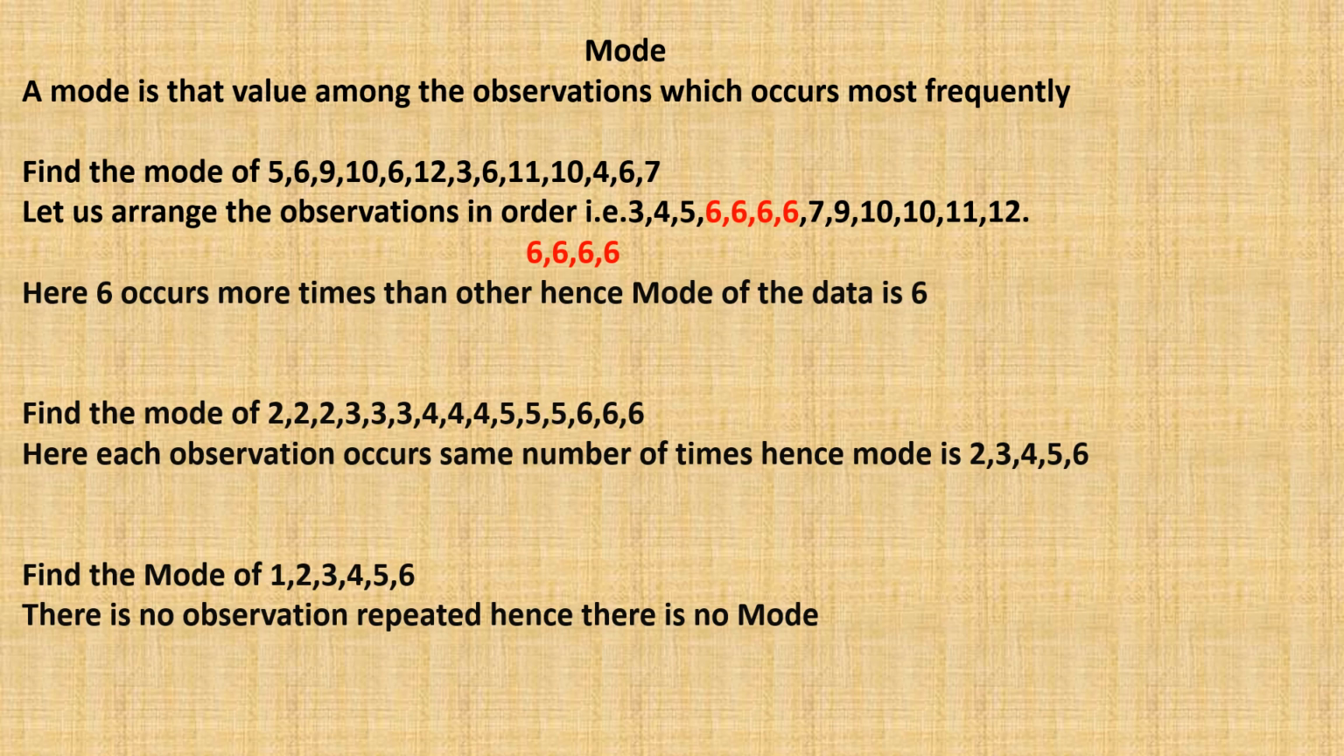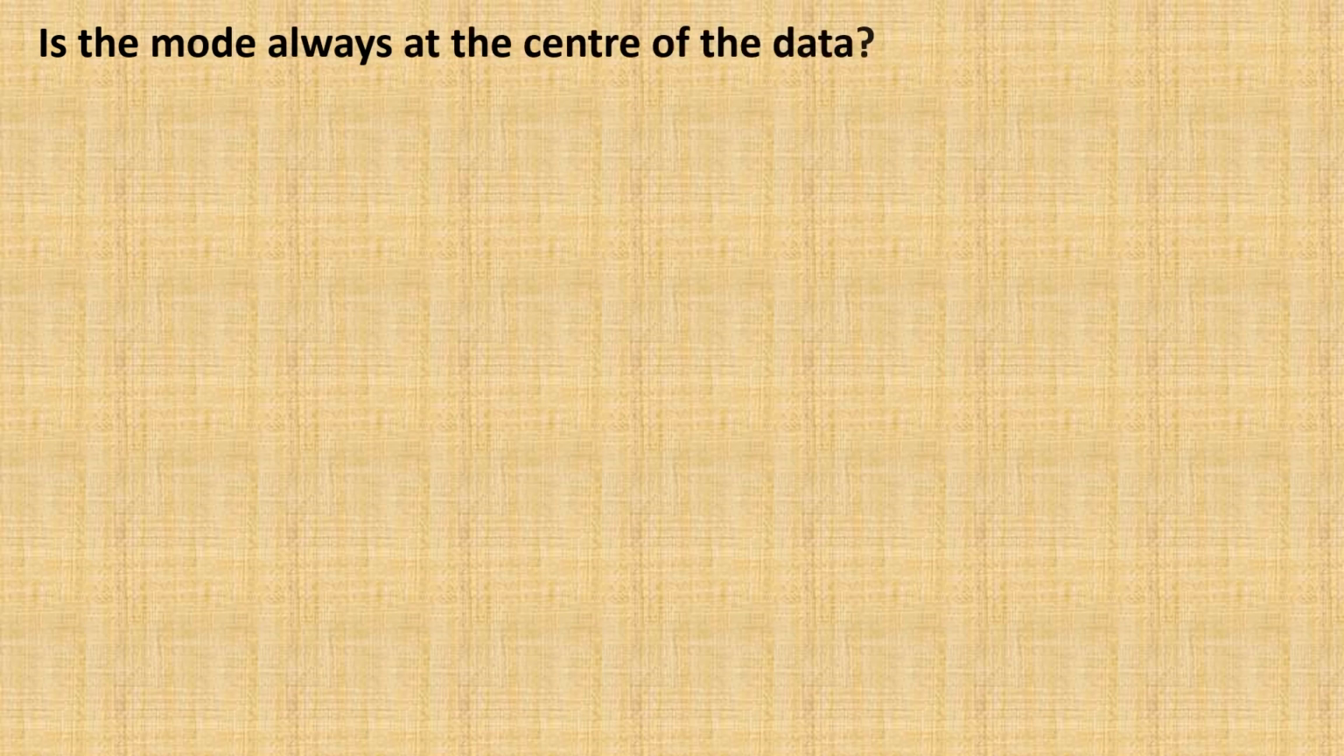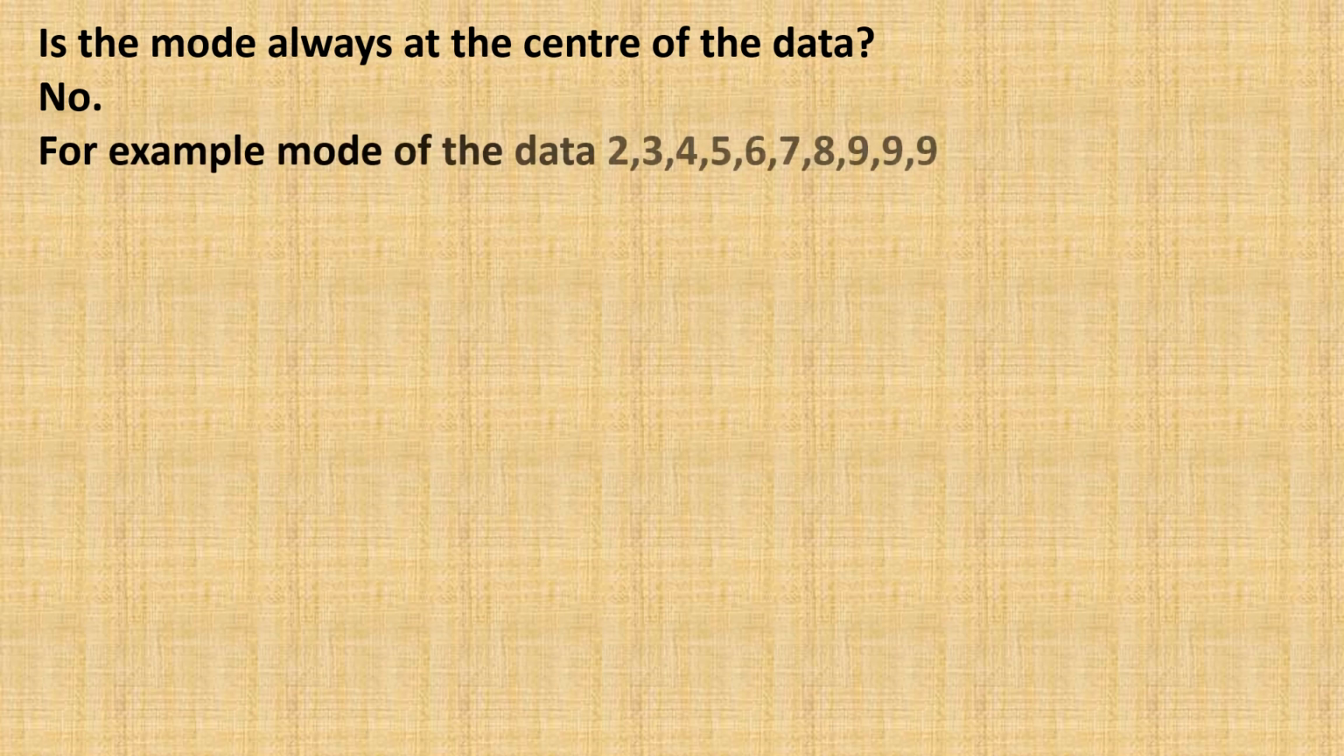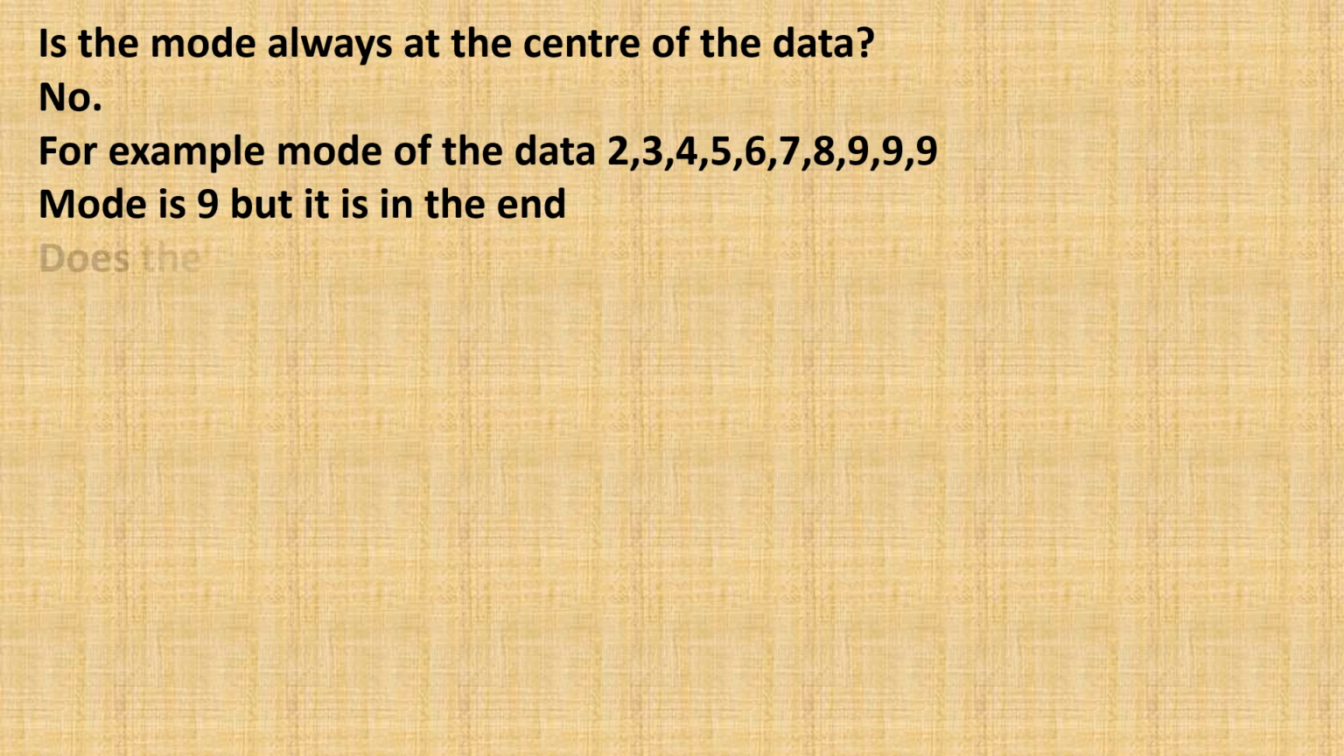We will discuss some interesting topics in mode. Is the mode always at the center of the data? No, not necessary. For example, the mode of the data 2, 3, 4, 5, 6, 7, 999. What is the mode here? 9. Where is the mode? It is at the end, not in the center. So 9 will be the mode. It is not necessary that it should be at the center of the data.